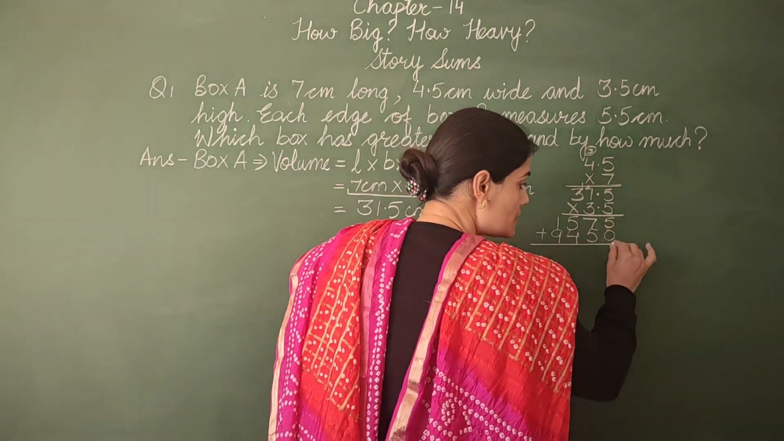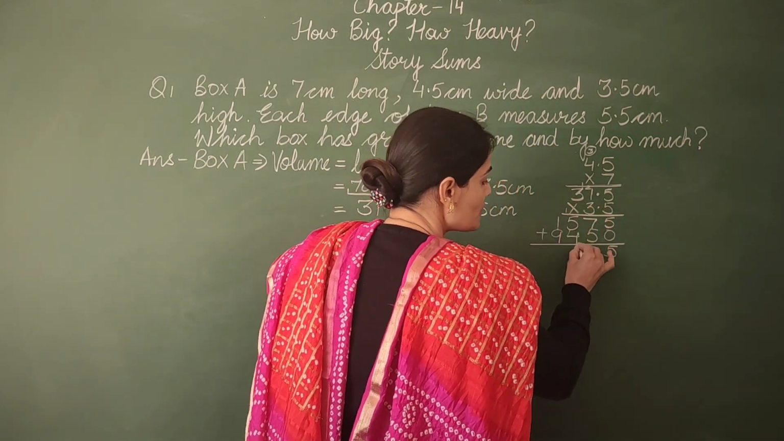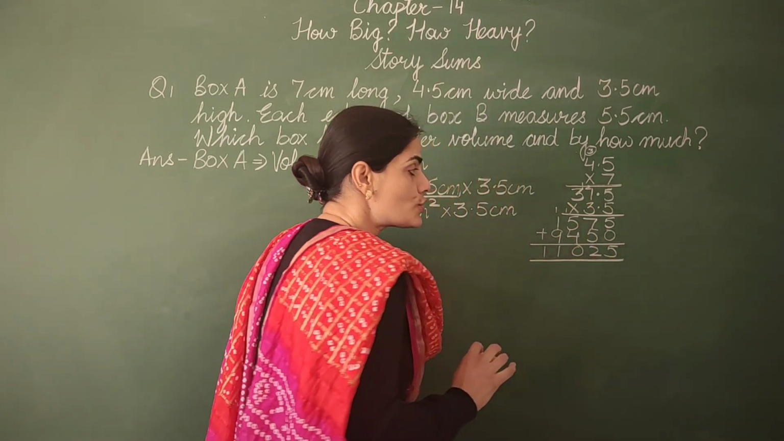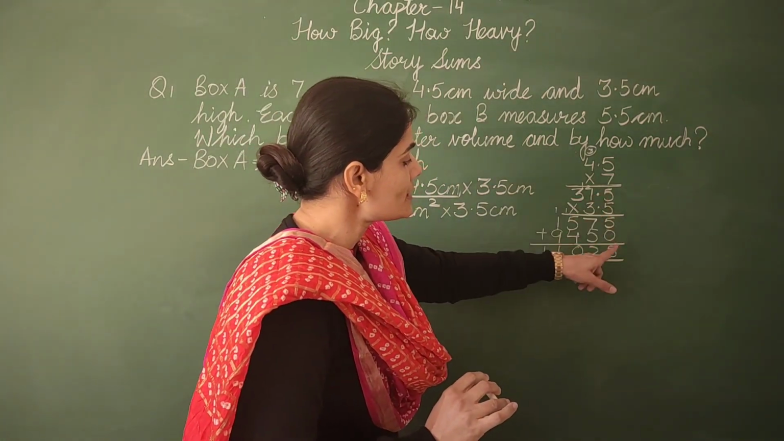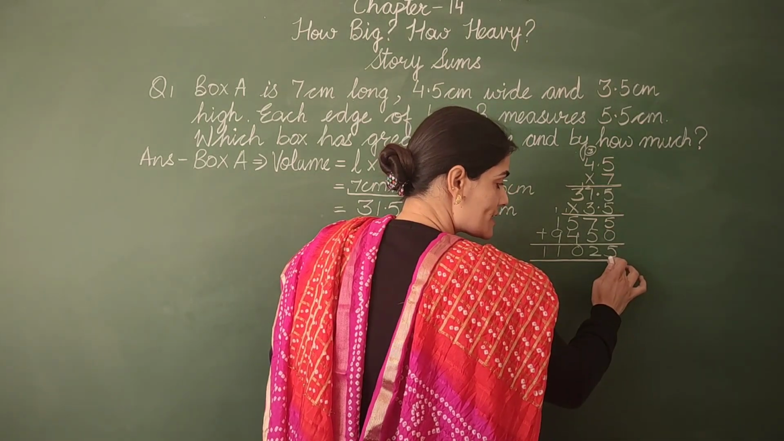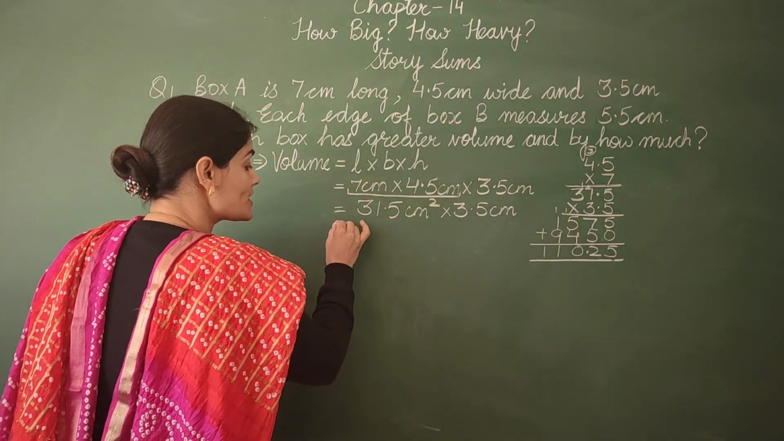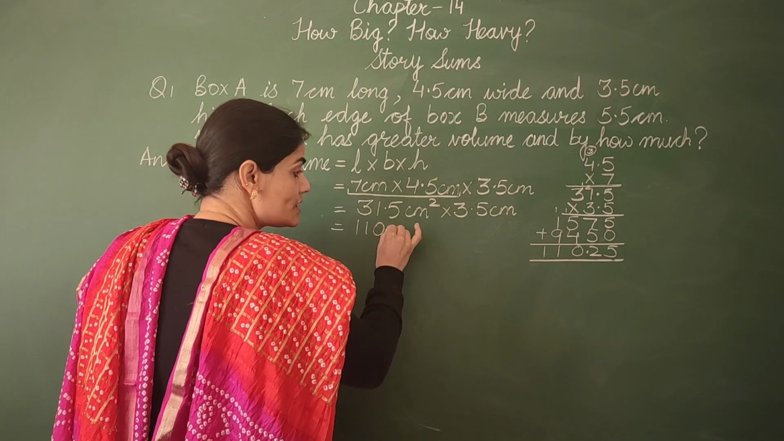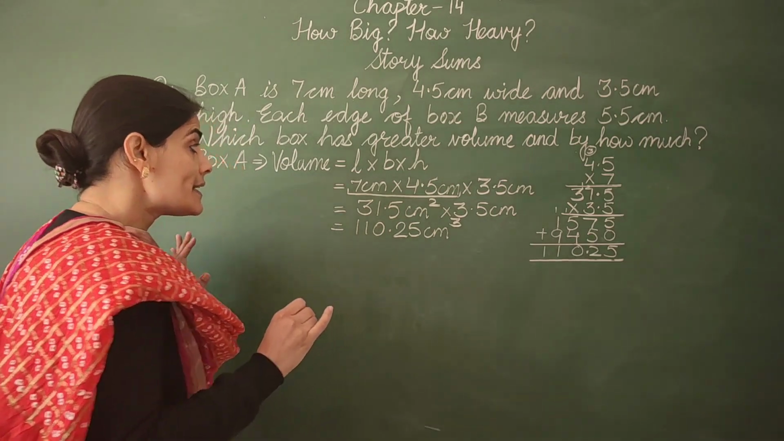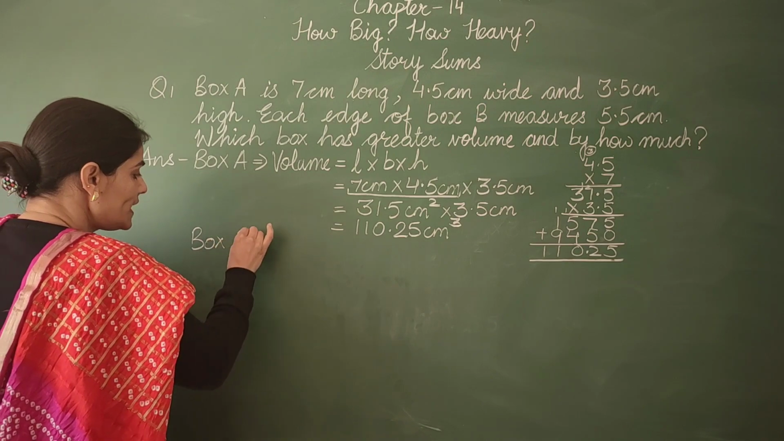Let's find the final product. This is 5, this is 12, 1 I carry and this becomes 10, 1 I carry and this becomes 11. So students, let's count the decimal places and put the decimal: 1, 2. I count 2 digits from the right side and put the decimal. So the volume of box A is 110.25 centimeter cubed. Now we will find the volume of box B.